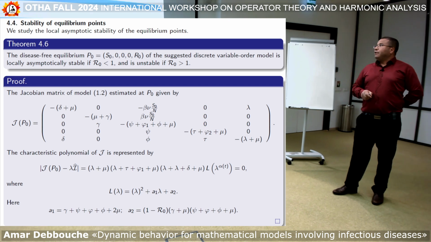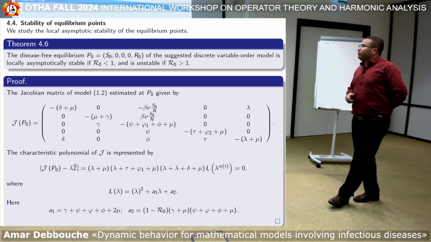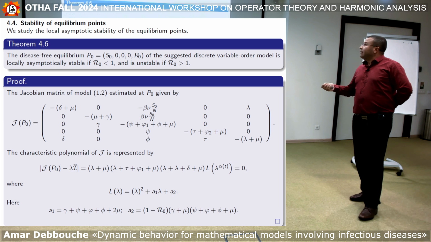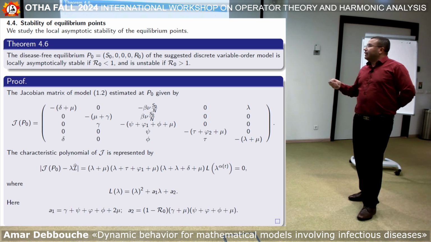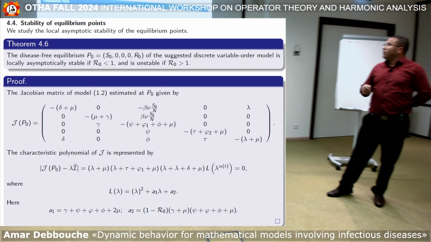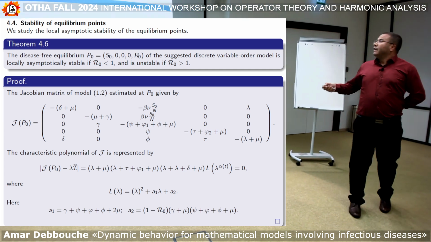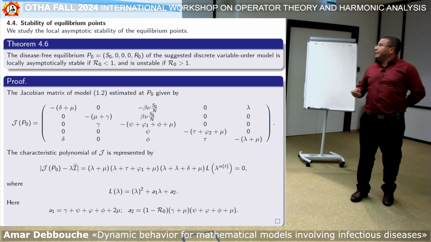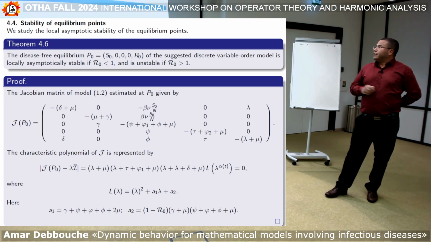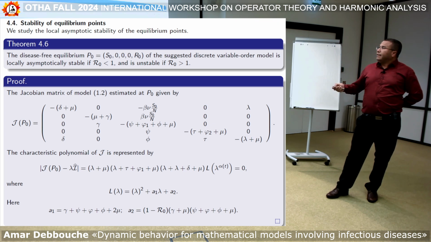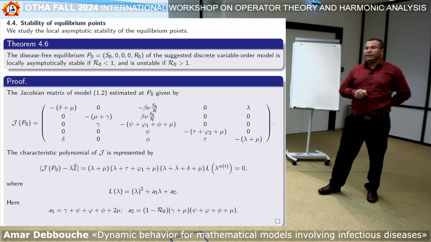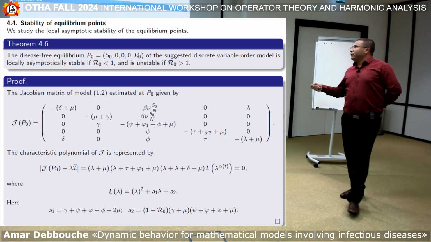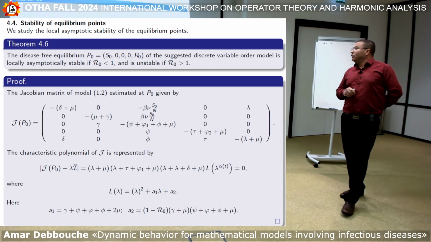Now we study the stability of equilibrium points, that is, the local asymptotic stability of equilibrium points. The disease-free equilibrium P0 with this form, as we said previously, of our considered model is locally asymptotically stable if the basic reproduction number R0 is less than 1 and is unstable if R0 is more than 1.